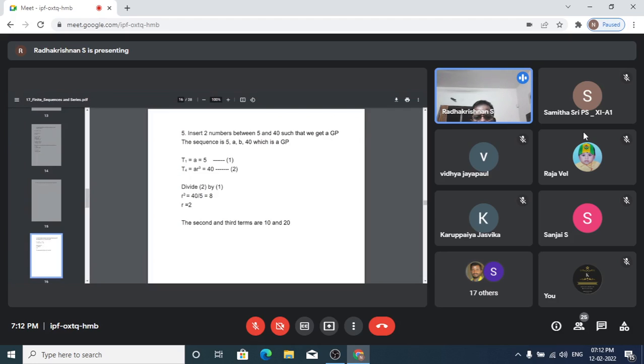So T1 is equal to A, yeah. T4 is equal to AR cube. So if you divide one by the other, A will get cancelled out and you will get R cube equal to 8. So that means R equal to 2. That means second term will be 5 into 2, third term will be again 5 into 2 square, 10 and 20. The missing terms.